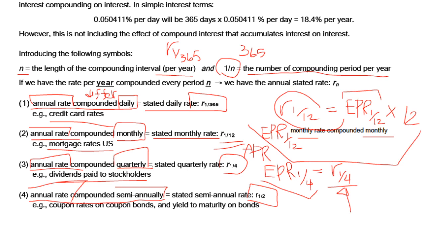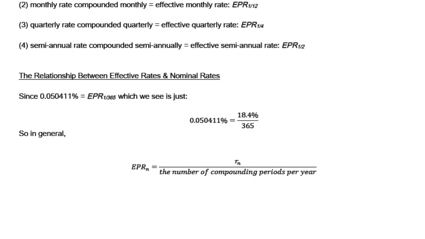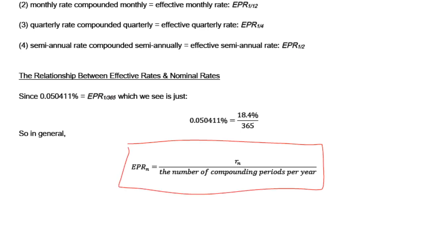Okay, and also coupon rates on coupon bonds and yield to maturity on bonds are stated semi-annual rates. So those are the 4 that I'm going to use most in this class, but you should be able to convert with all kinds of rates. Actually, there are going to be some more. I'm going to talk about the continuously compounded rate as well, and I think I have a few other examples. But you should be able to use this formula to go from stated to effective rates.